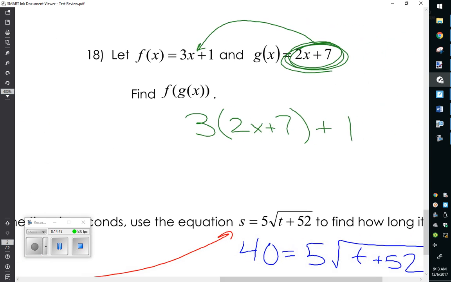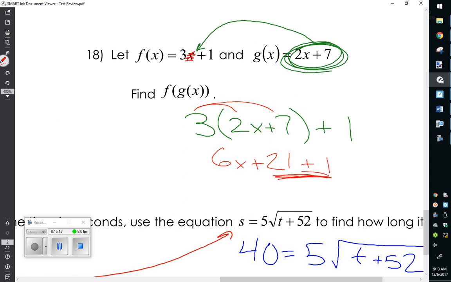Number 18, we're doing f of g of x. Since g is on the inside, I'm taking g and I'm plugging it into the f equation. So that 2x plus 7 goes in for x. So it's going to be 3 times 2x plus 7 plus 1. At this point, all I want to do is simplify. So I'm going to distribute 6x plus 21 plus 1. And then I'm going to combine like terms. 21 plus 1 is 22. 6x plus 22 is my answer there.